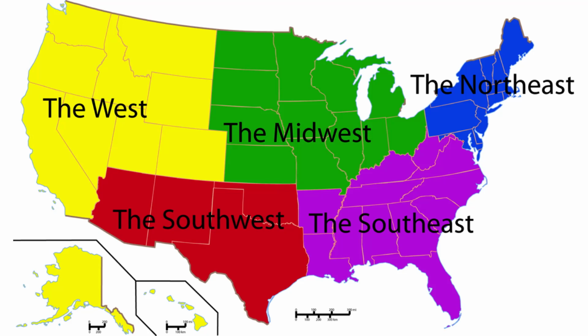Total area: 3,796,725 square miles, 9,833,517 square kilometers. Highest point: Denali at 20,308 feet, 6,190 meters. Lowest point: Death Valley at -282 feet, -86 meters.